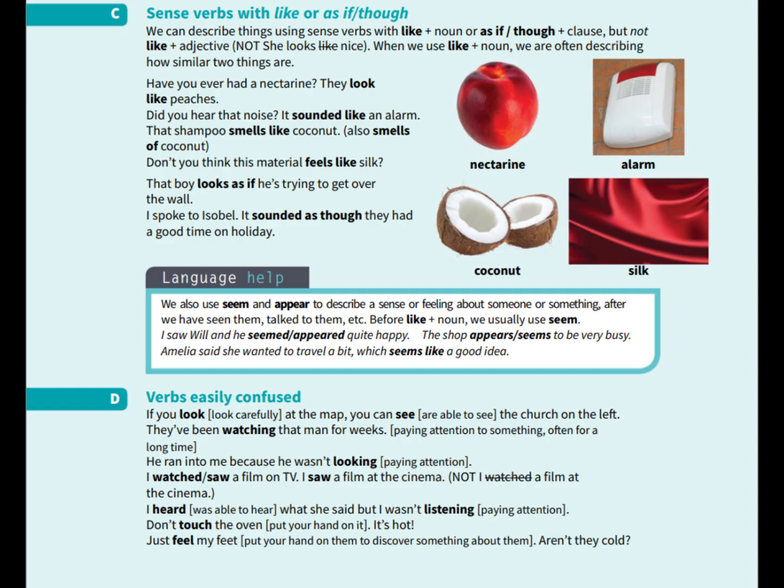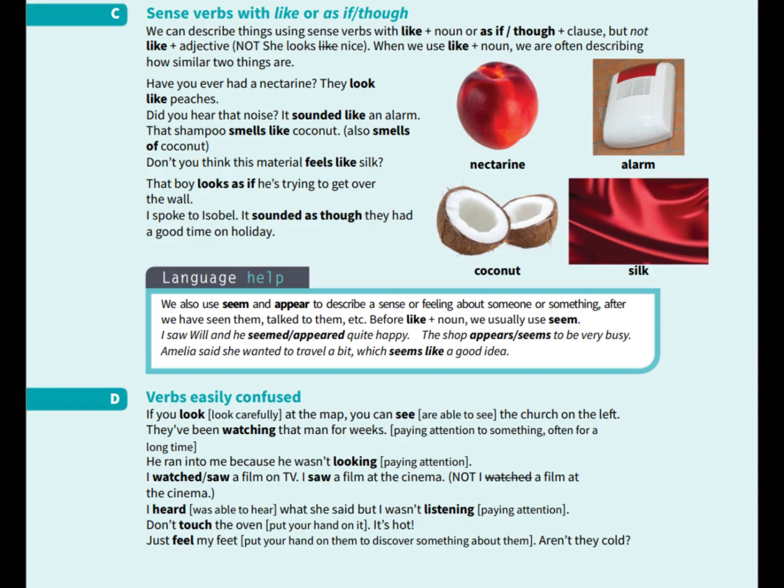impression of being happy. We can use seem to be or appear to be. The shop seems to be very busy. The shop appears to be very busy. Before like followed by a noun, we usually use seem. For example, Amelia said she wanted to travel a bit, which seems like a good idea.